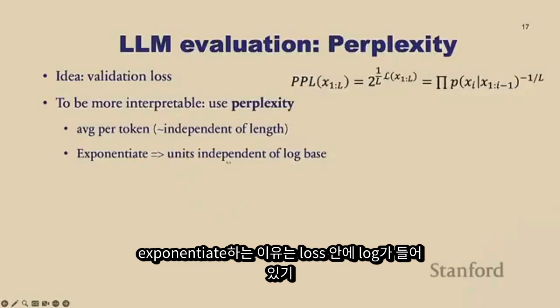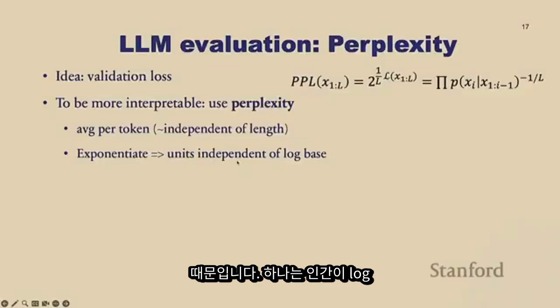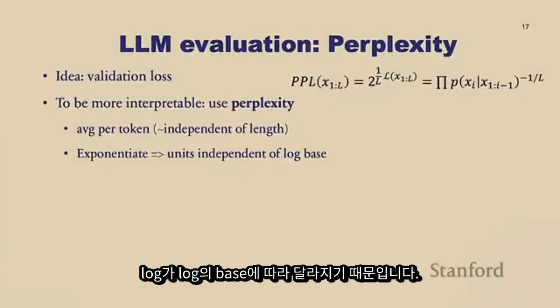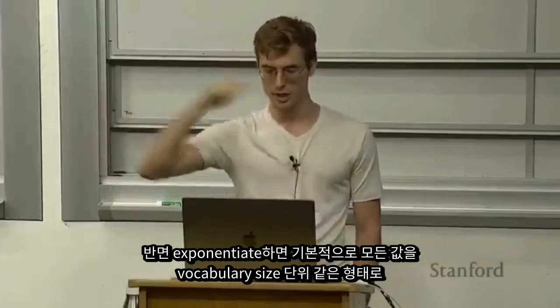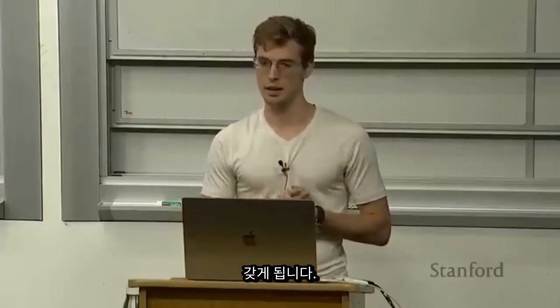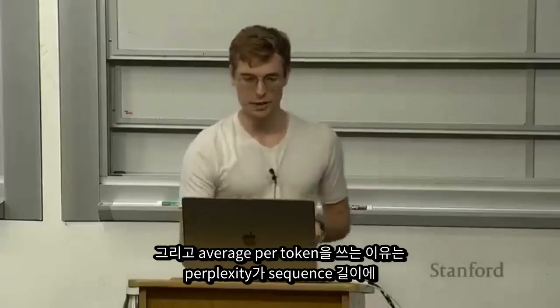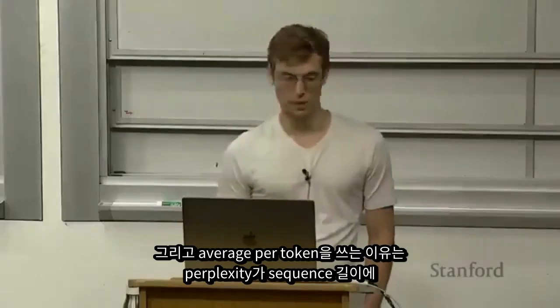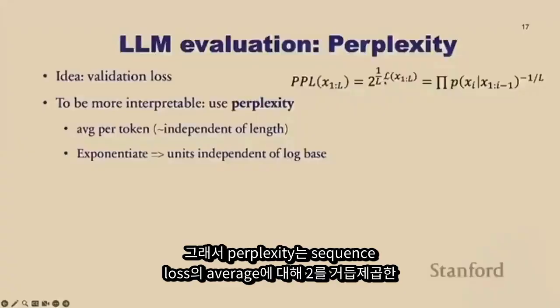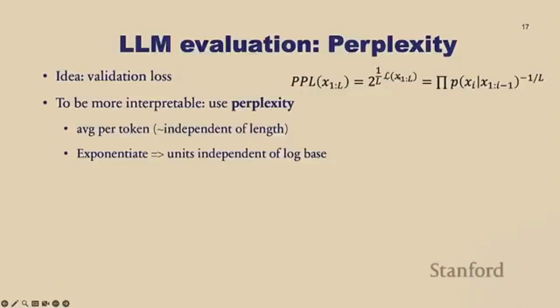The reason why you exponentiate it is because the loss has a log inside, and one, humans are pretty bad at thinking in log space, but two, logs depend on the base of the log. While when you exponentiate, you basically have everything in units of vocabulary size. And the average per token is just so that your perplexity is independent of the length of your sequence. So perplexity is just 2 to the power of the average loss of the sequence.